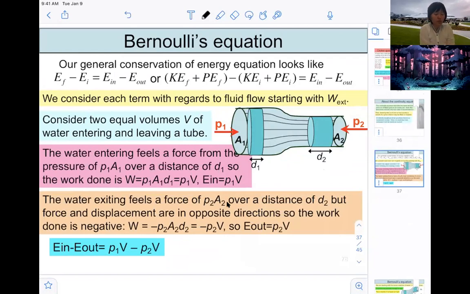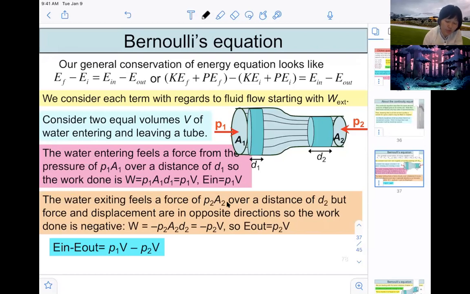So Bernoulli's equation is really derived from conservation of energy. There is nothing new about it in terms of physics. It is a new format or application, but the underlying principle is something you have already learned. It's conservation of energy. So we are using conservation of energy in the context of fluid flow.